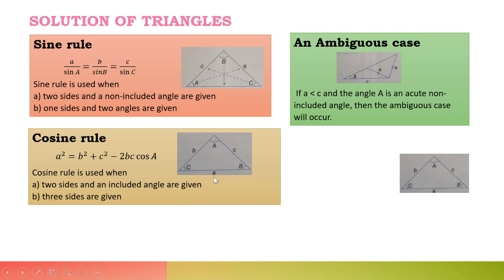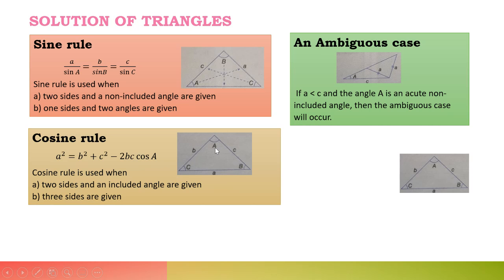Or another case is if you are given three sides, then you can use this rule to find one of the angles before you carry on to find the others. So these are your formulas. The two sides, let's say b and c. So your included angle is A, capital A here.